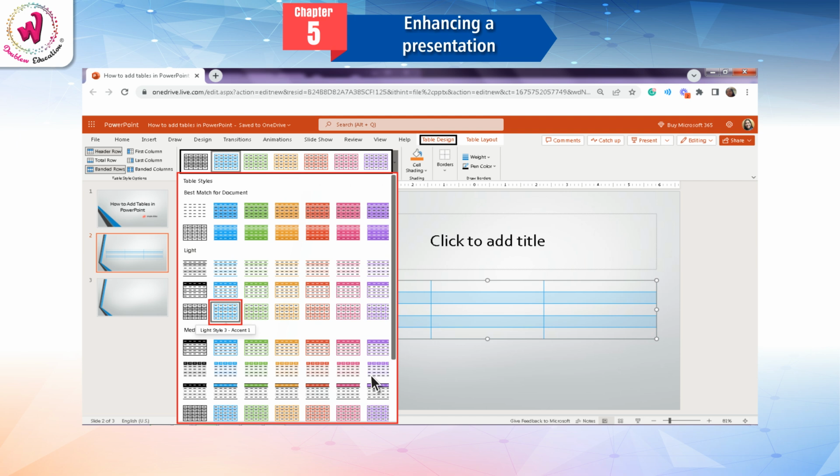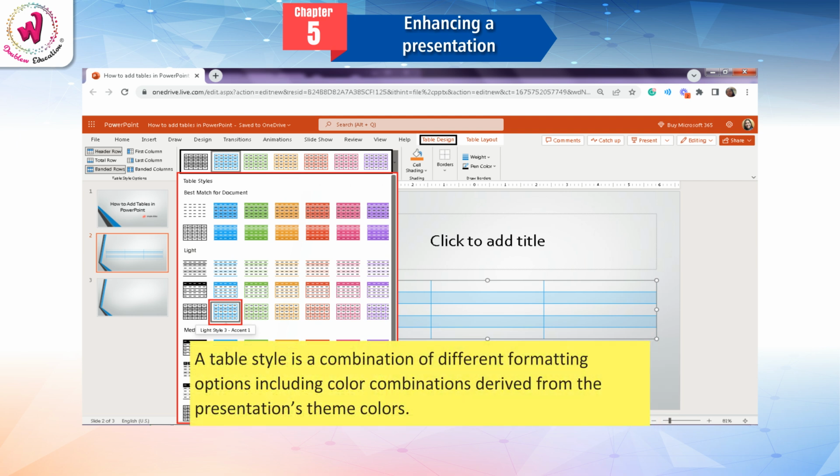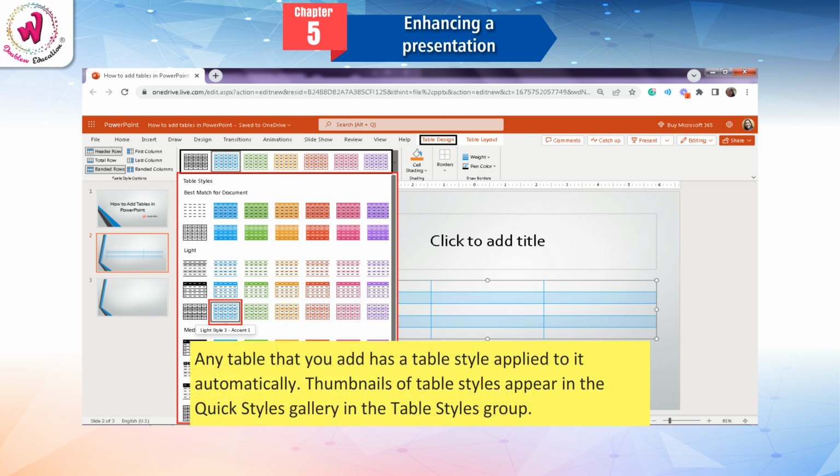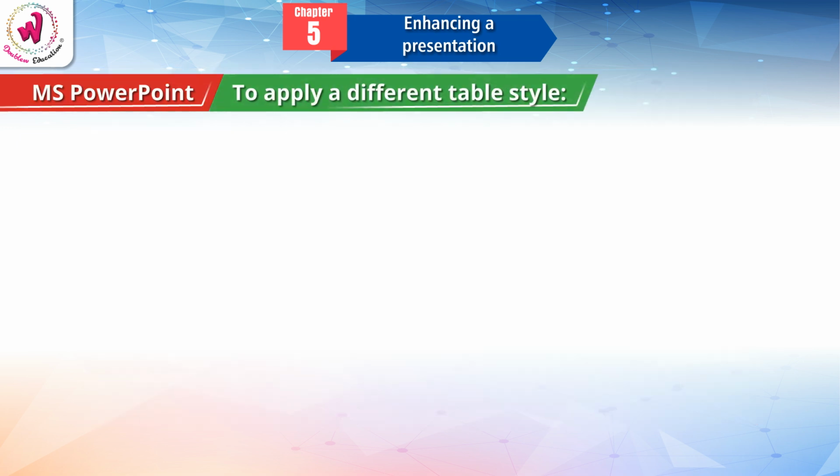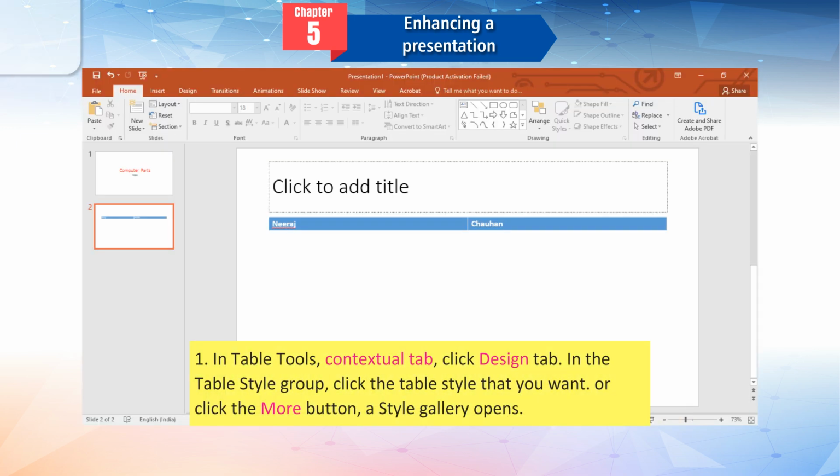Changing a table style. A table style is a combination of different formatting options, including color combinations derived from the presentation's theme colors. Any table that you add has a table style applied to it automatically. Thumbnails of table style appear in the Quick Styles gallery in the Table Styles group. When you place your mouse pointer over a quick style thumbnail, you can see how the quick style affects your table.